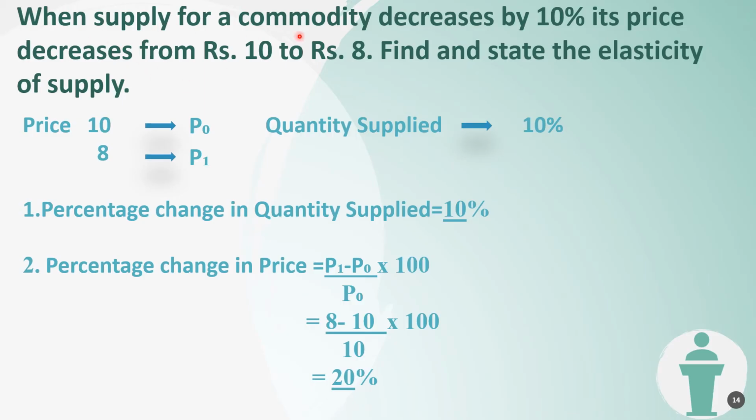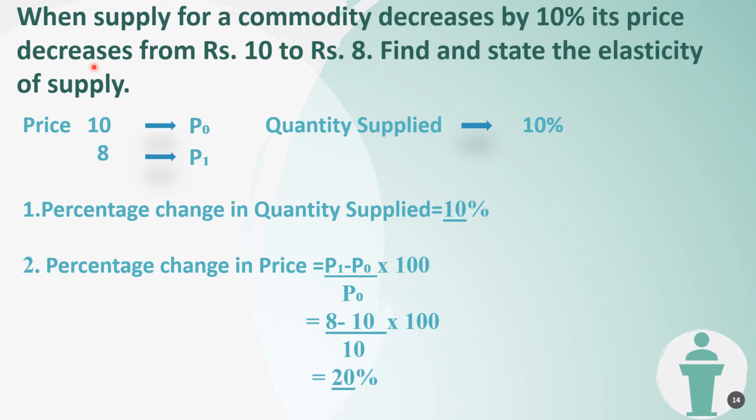When supply for a commodity decreases by 10%, its price decreases from rupees 10 to rupees 8. Find and state the elasticity of supply. So we can see this is another type of problem. We are already given the percentage change in quantity supplied. We're not given the values of Q0 and Q1, which means we do not have to find the percentage change in quantity supplied. That's already a job done for you. However, we have to find the percentage change in price.